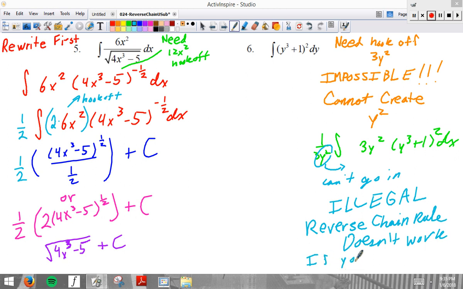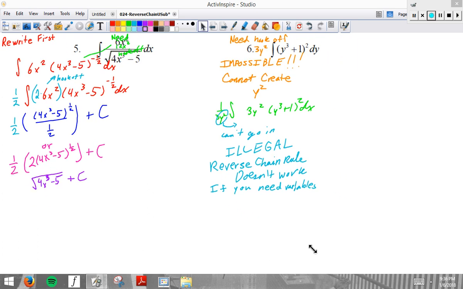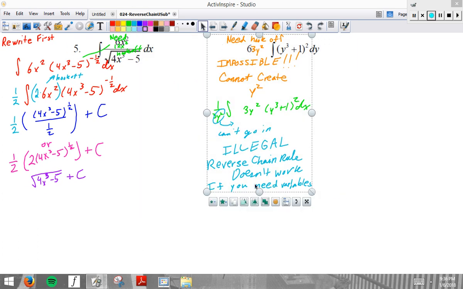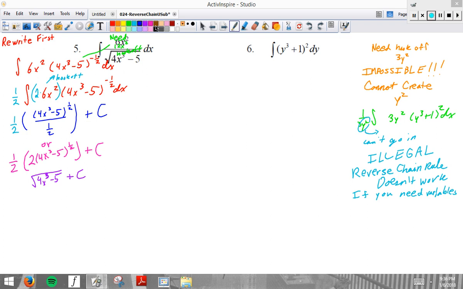If you need variables. This is an important lesson. This might be more important than all the other examples. This is a really useful tool, but it's a tool that doesn't always work. So we need to master all our other techniques. So since we can't use the reverse chain rule, rewrite instead.